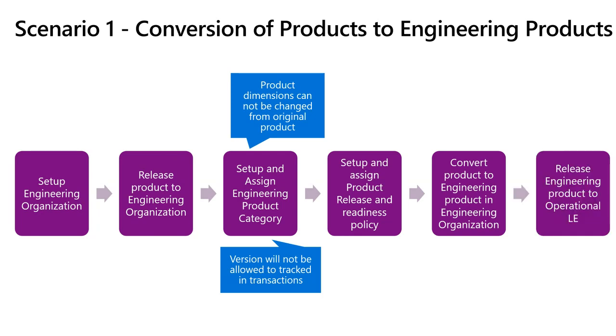Once the engineering product is ready, all the details have been filled in for the product, and all the BOM route formula details have been specified, you can release that product from the engineering organization into your operational legal entity. So this is the whole process, this is how you will tackle converting existing products to engineering products.